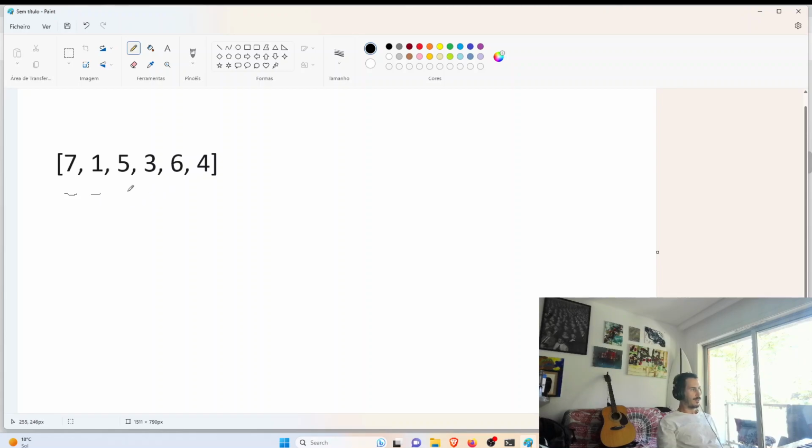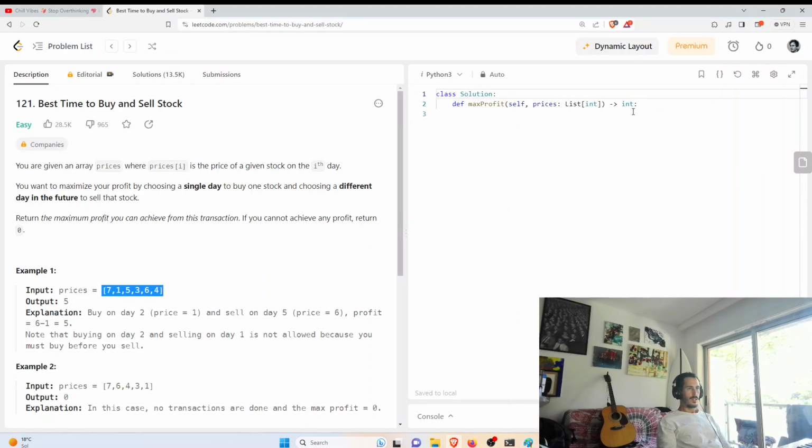If we iterate and we find something lower than 1, we're like, okay, cool, this is our new low. But if not, we just keep on finding the highest, and then we subtract the lowest we found from the highest we found. So I'm feeling confident. Probably shouldn't, but let's just iterate over it.